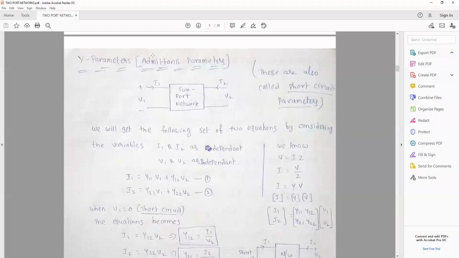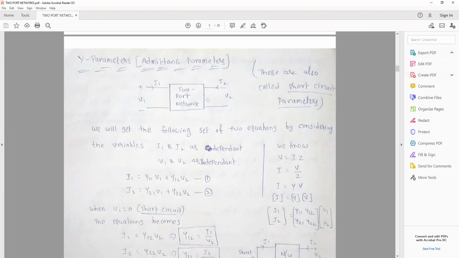Y parameters also called as admittance parameters. Okay. So this is same. Similarly, we can say that in case of Y parameters also, the network is the same 2-port network. Okay na. This is the network. So this is input port and this is output port. Input port has V1 I1, output port has V2 I2.